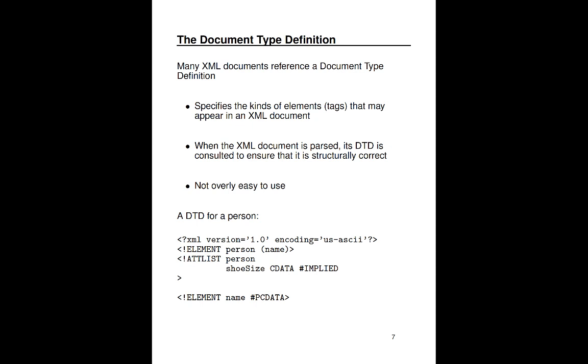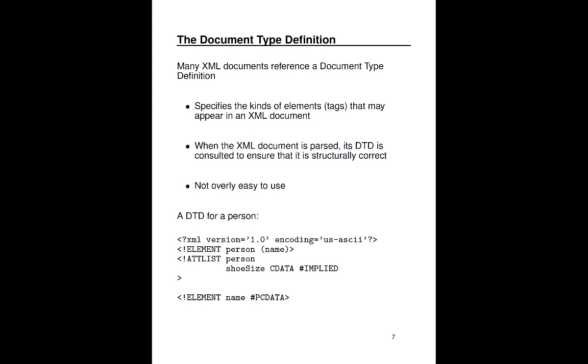So XML itself is a language for representing data, but what about the structure of the data that's being represented? One way to describe the structure, and describe it in a way that can be enforced by an XML parser, is by using a document type definition, or DTD. And many XML documents will leverage a schema, a DTD, for describing how they should be formatted.